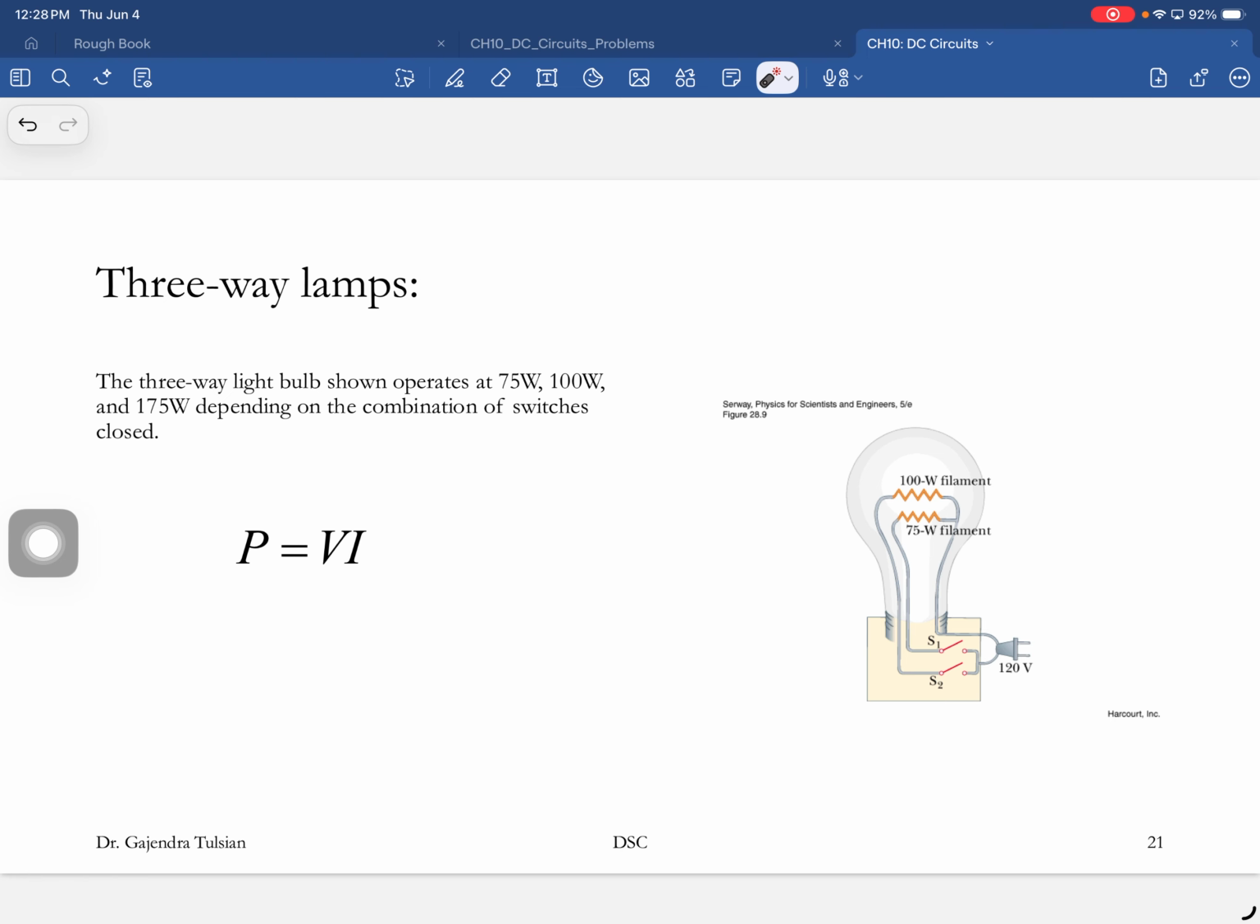I don't know if you guys have seen these 3-way lamps. So when you close this switch, it acts like a 100-watt bulb. When you close this switch, it acts like a 75-watt bulb. And when both switches are closed, it's like a 175-watt bulb.